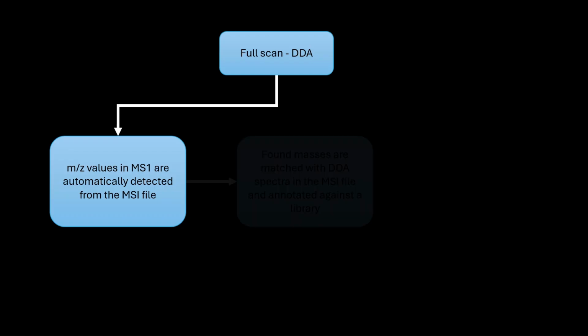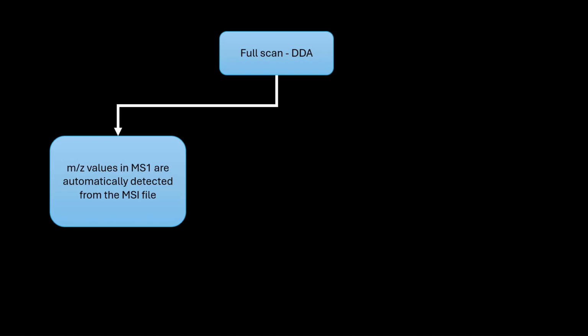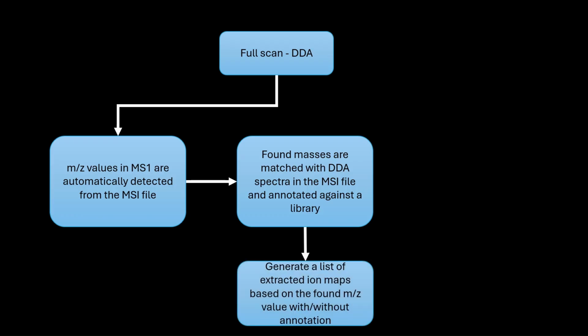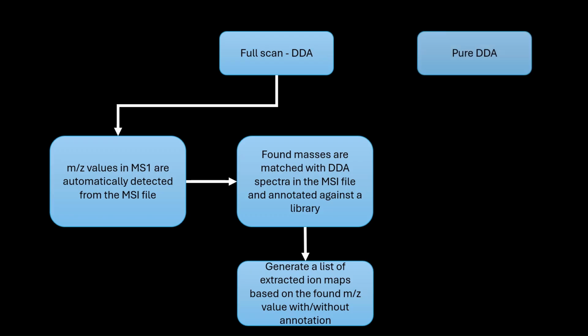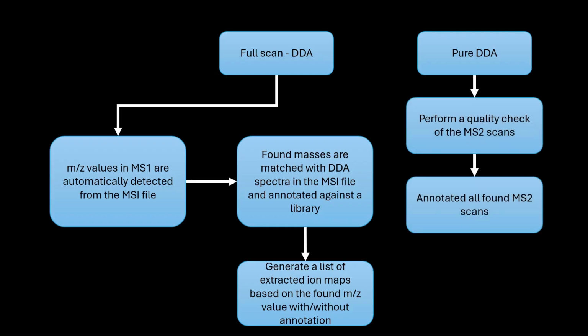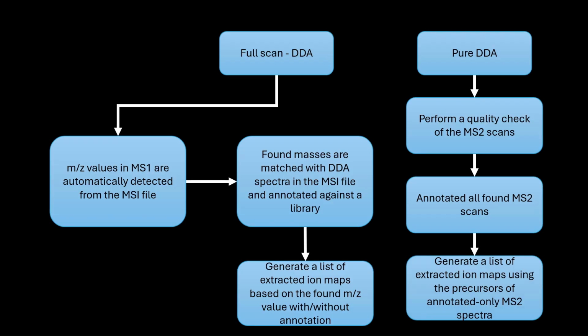In this case, after detecting the available MZ values, MSInside searches for MS2 spectra matching the identified masses and annotates the compounds using the selected library, which we will choose later in this workflow. The last mode, called Pure DDA, is also used for MSI experiments that contain DDA analysis. In this case, the analysis begins with MS2 fragmentation spectra, which are evaluated for quality, annotated against the selected library, and then used to generate the extracted ion maps.